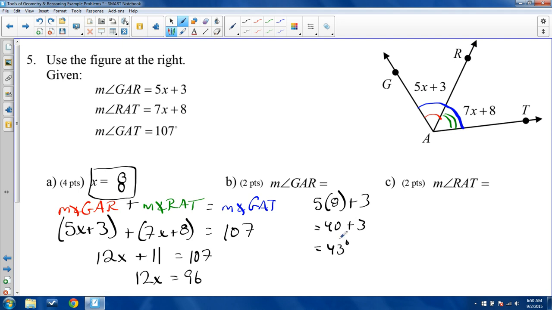The unit is degrees. And the measure of angle RAT, you can get it one of two ways. Either substitute 8 for x and solve, which you'll get 64 degrees. Or you could have taken 107 degrees and subtracted 43, and you'll still get 64, because it makes sense that when you add the two up together, you get 107. So if you subtract 43 from 107, you should get 64. And there you go.